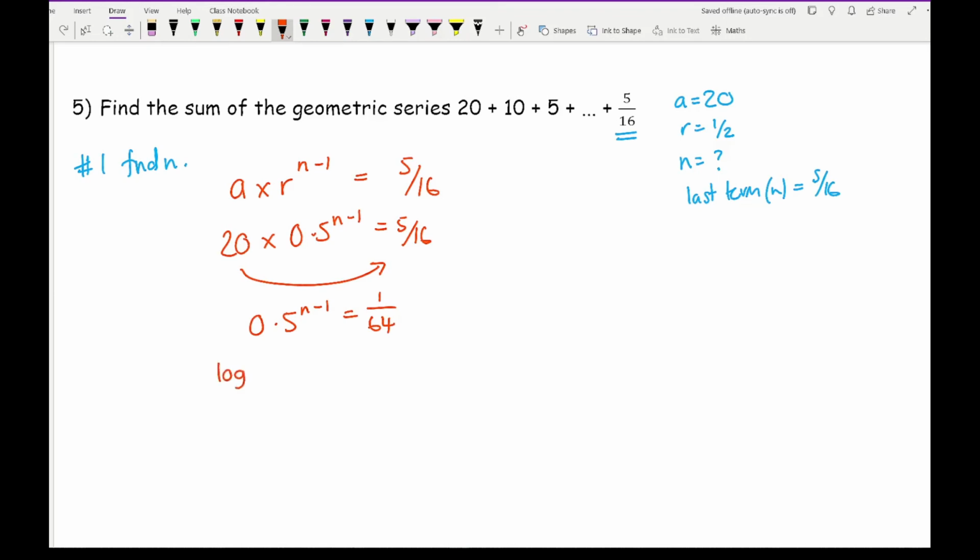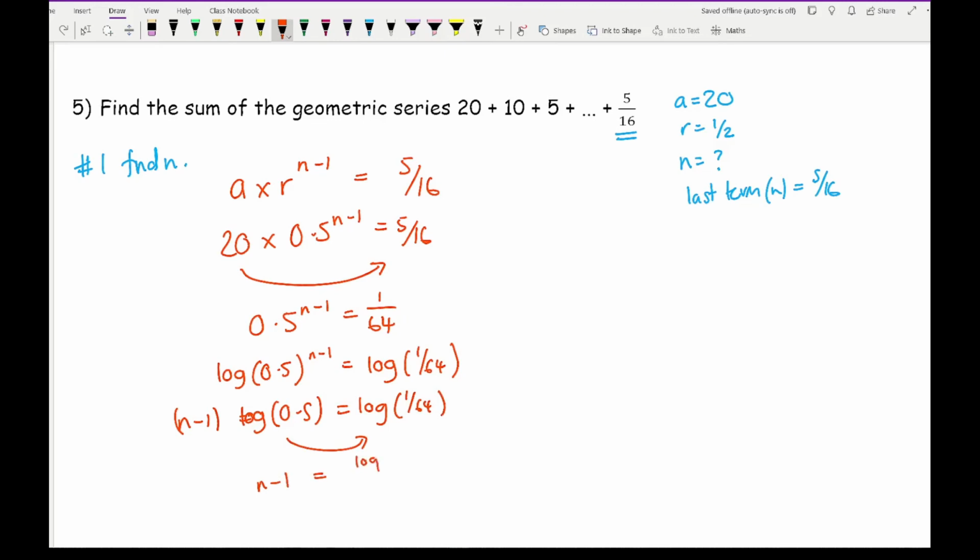So if I take the log of both sides, then what I end up with is log of 0.5 to the power of n minus 1 equals log of 1 over 64. Then obviously I take the n minus 1 over to the front of the log of 0.5. Then I'm going to take the log of 0.5 over to the other side, so I end up with n minus 1 equals log of 1 over 64 divided by log of a half, or 0.5, whichever floats your boat. So then from this, n is just going to equal that plus 1.